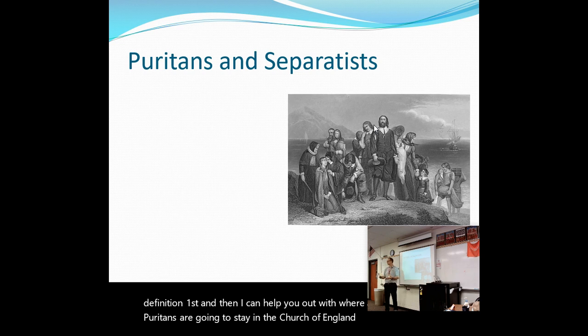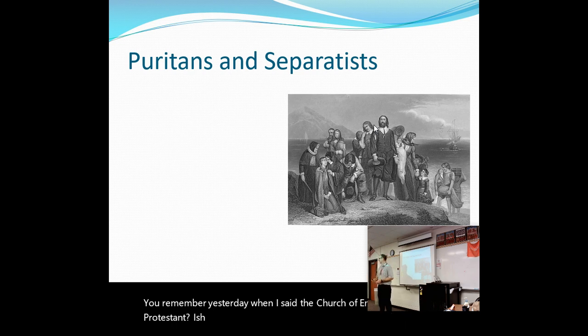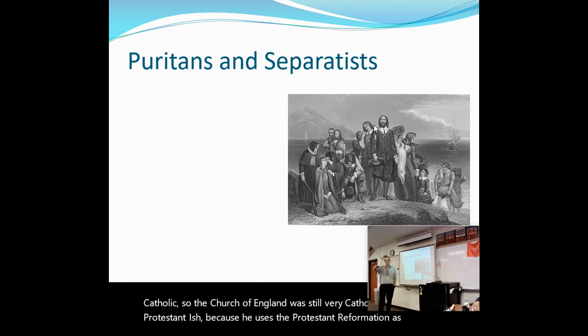And remember that Church of England, you remember yesterday when I said the Church of England was Protestant-ish? If you heard me say that, if you remember that, if not, I'll clarify it one more time. The Church of England was formed so Henry VIII could do what? Get a divorce. So basically he's like, hey, I'm creating a new religion so I can get a divorce, but then he kept everything Catholic. So the Church of England was still very Catholic, Protestant-ish, because he uses the Protestant Reformation as his break, if that makes some sense to you.